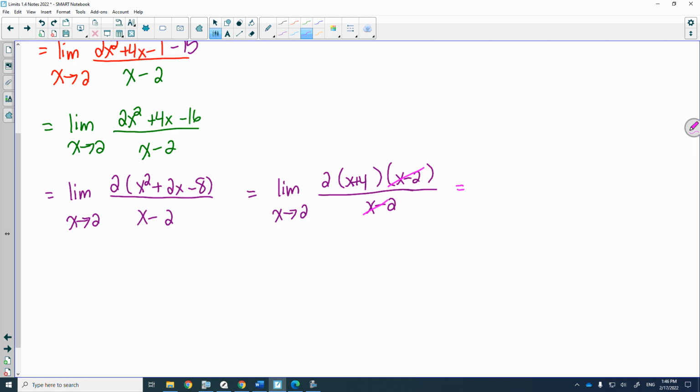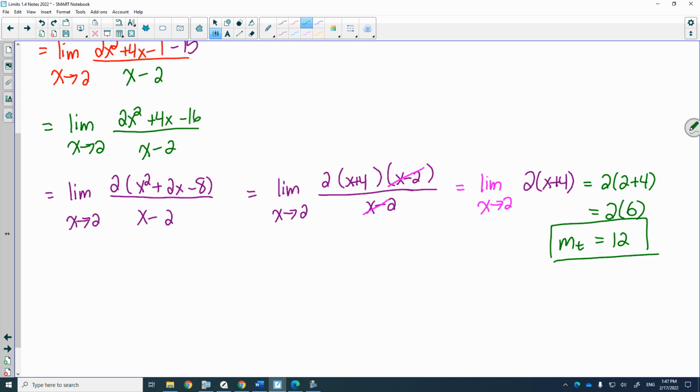And now we are left with the limit as x approaches 2 of 2 times x plus 4. We are able to substitute in now since I was able to get rid of that denominator, and I won't have a 0 in the denominator. So it's going to be 2 times 2 plus 4, 2 times 6, and that would give us 12. What we just calculated is the slope of the tangent.